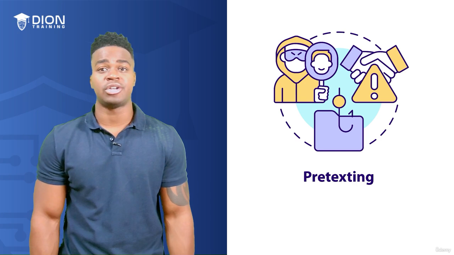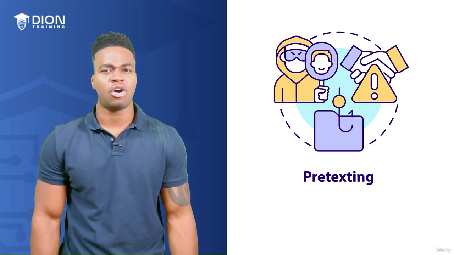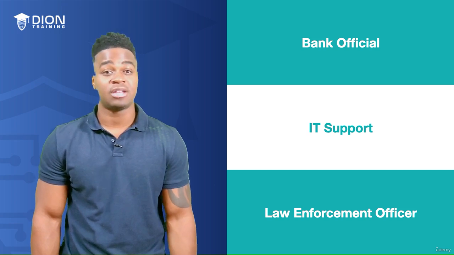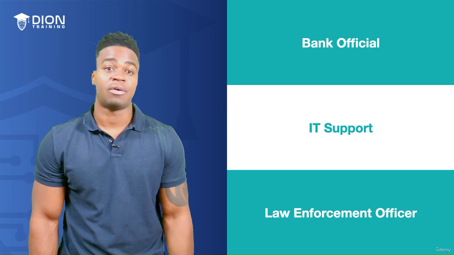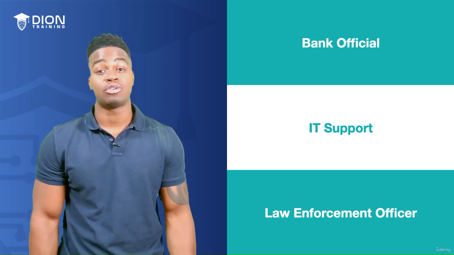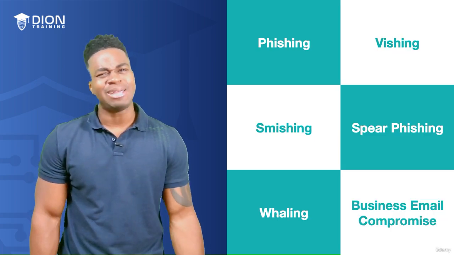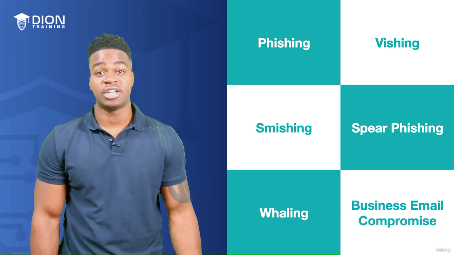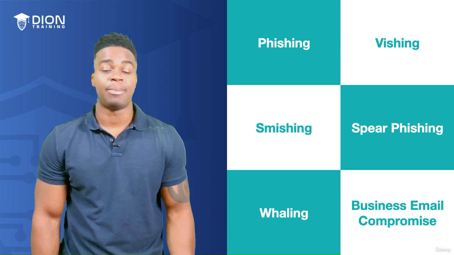Next, we have pretexting. Pretexting is a form of social engineering where attackers create a convincing pretext or fabricate a scenario to manipulate their targets into divulging sensitive information or performing actions that compromise security. The attacker often impersonates a trusted individual or an authority figure such as a bank official, IT support, or law enforcement officer to gain trust and get them to divulge confidential or sensitive data to the attacker. After that, we're going to take a deep dive into the different types of phishing attacks used by social engineers, including phishing, vishing, smishing, spear phishing, whaling, and business email compromise-based attacks.